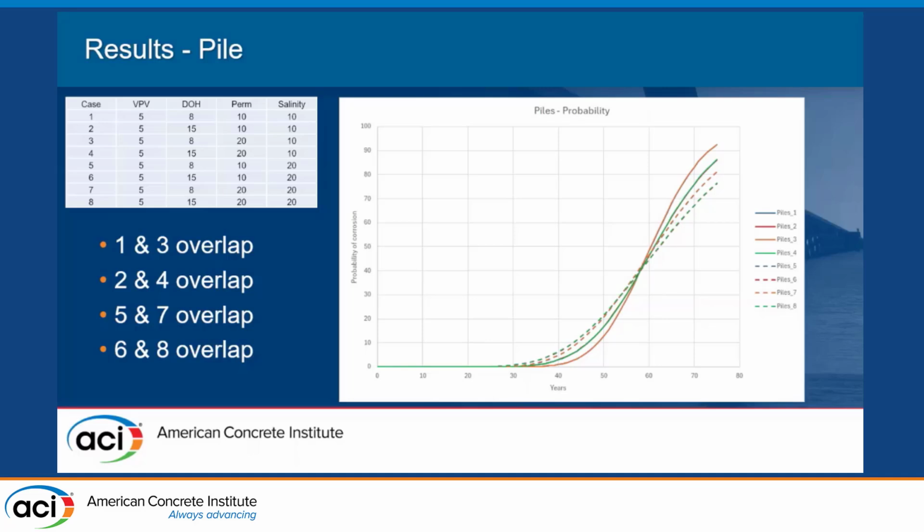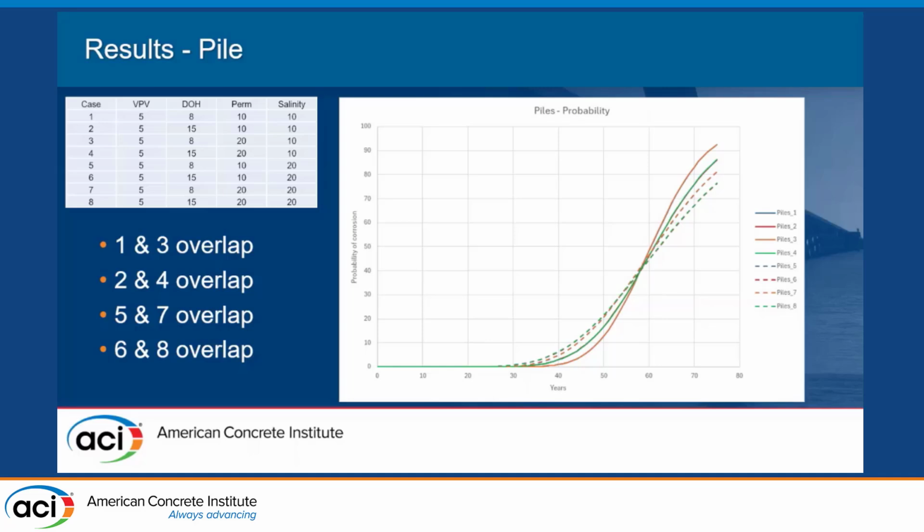We have just 4 curves. 1 and 3 overlap, 2, 4, 5, 7, 6, and 8. That means that this one here overlaps this one, and so on. So both curves with a 10% variability overlap, and so on.